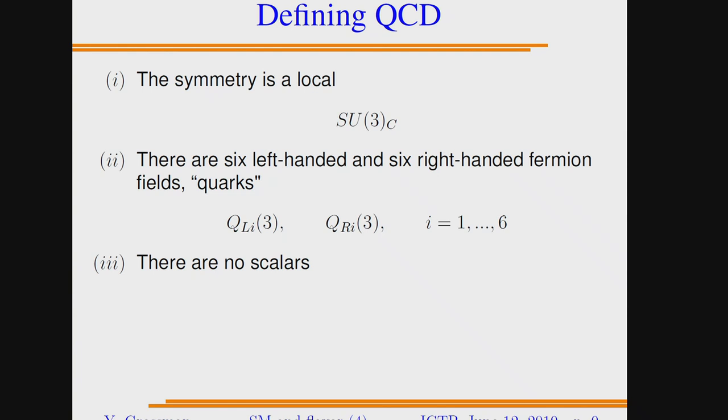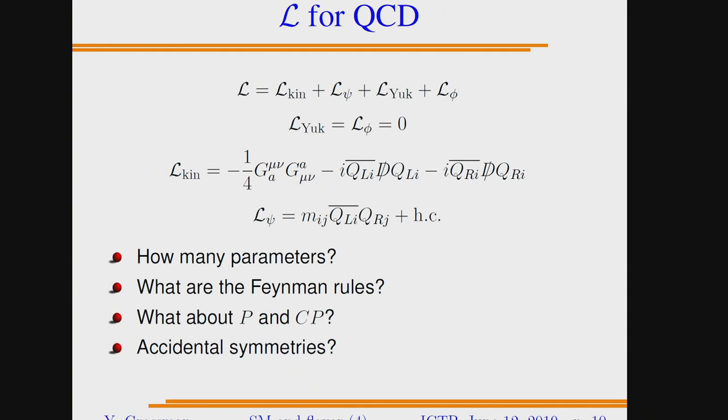So we do the same story that we did before. And I say that the left-handed and right-handed quarks are fundamental or triplet under the SU3, okay? So is this theory vectorial? Yes, because you see that the left and right are transformed the same under the symmetry. Okay, so then we ask the same question.